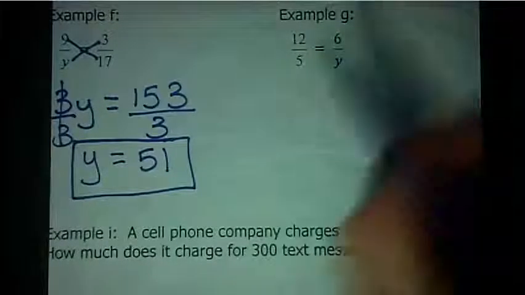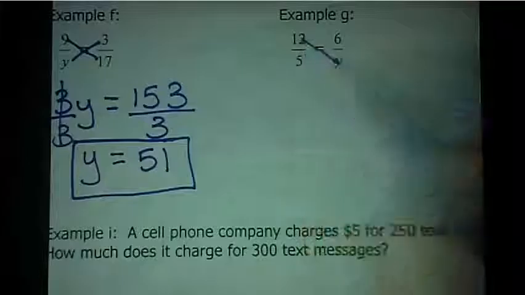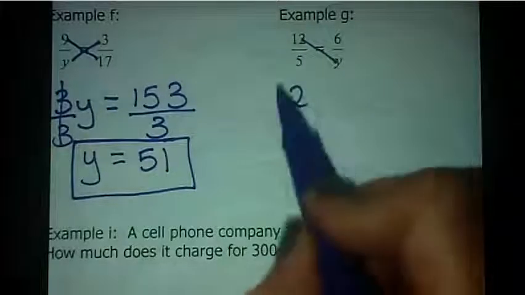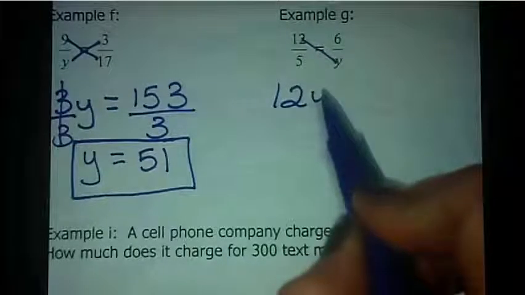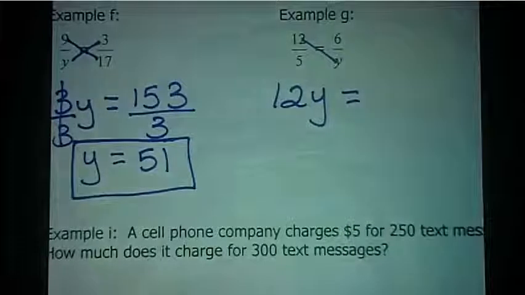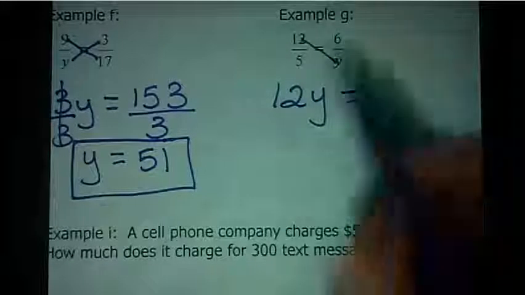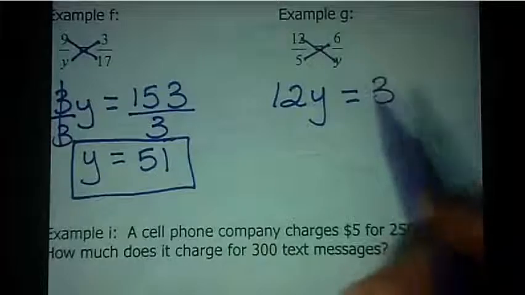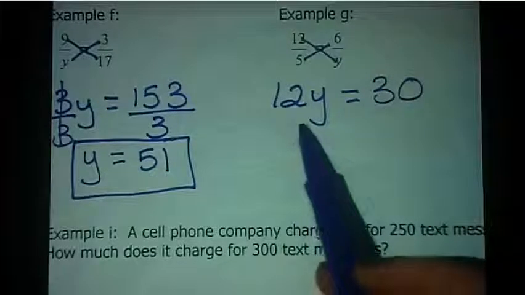Next example. Like I said, I got to have that variable on the left. It doesn't really matter. You probably don't have the same issues I have. 12 times y is 12y. 5 times 6 is 30. I need to figure out what times 12 makes 30.